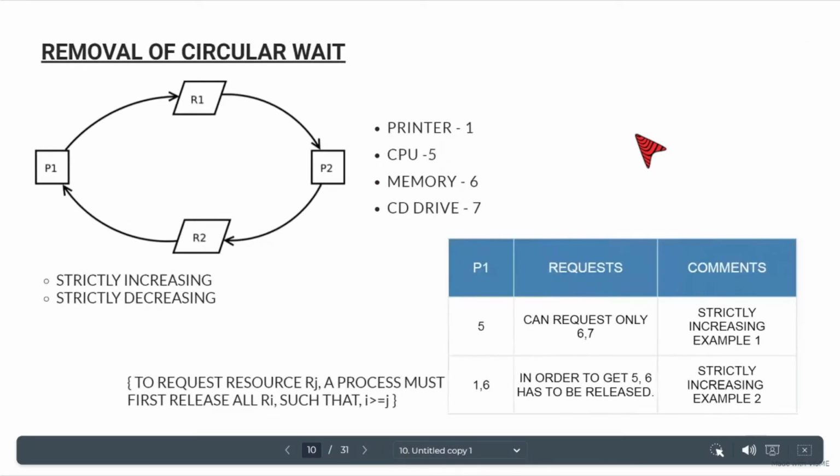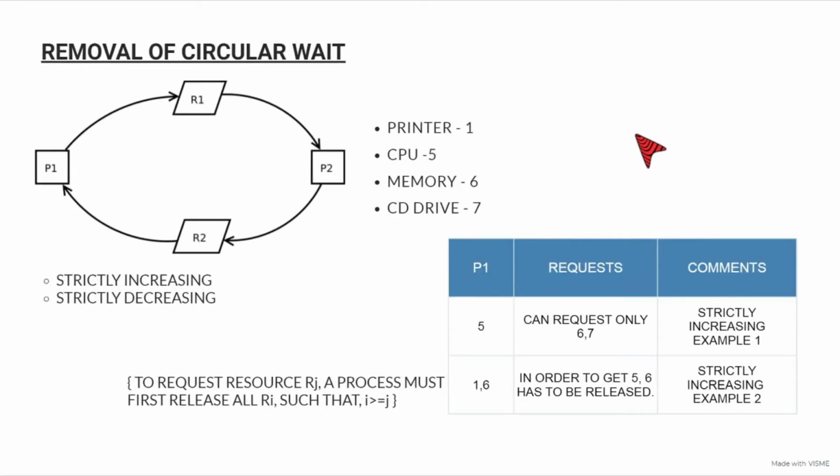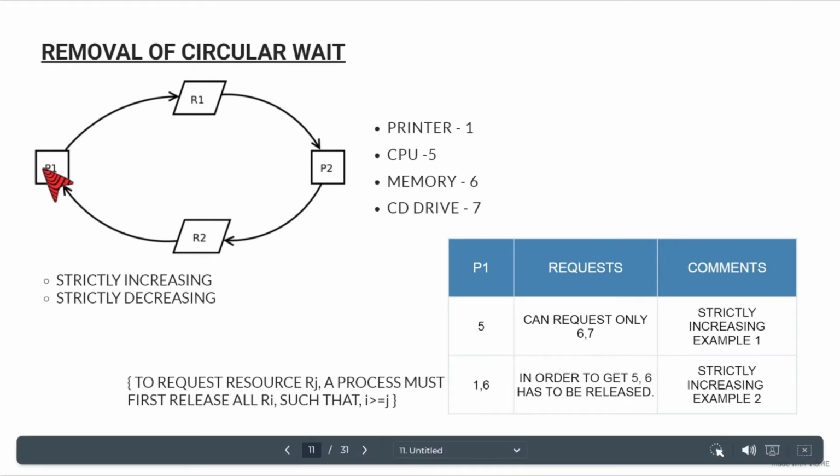Removal of circular wait. See this diagram. P1 and P2 are process 1 and process 2 respectively, and R1 and R2 are resource 1 and resource 2 respectively. What we have to do in this case is allocate an integer number to the resources. Let me give R1 a number 1 and R2 a number 2.